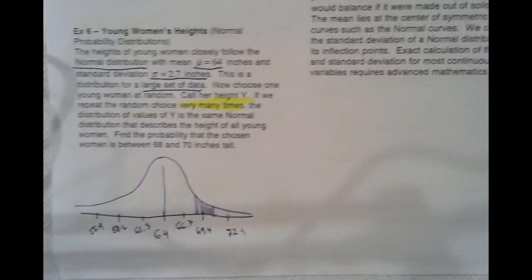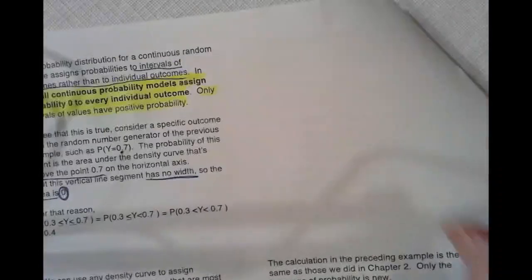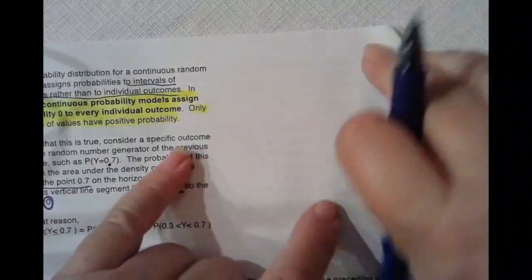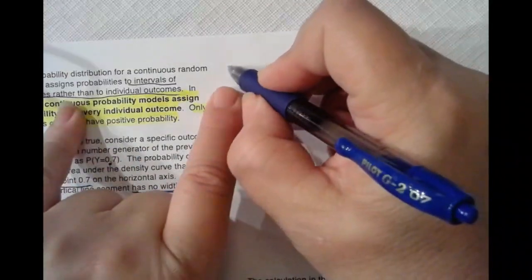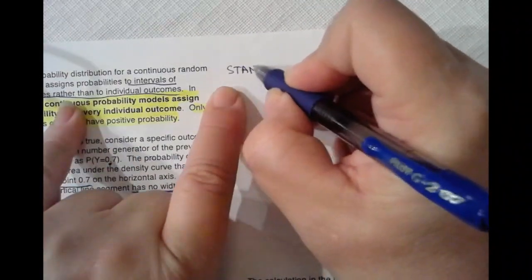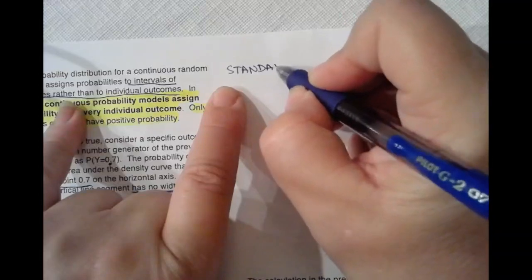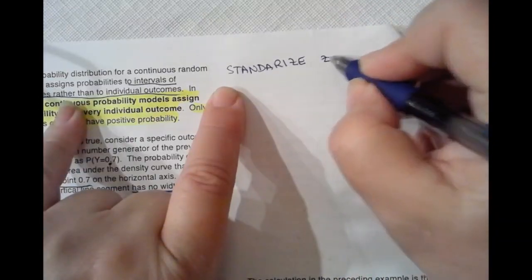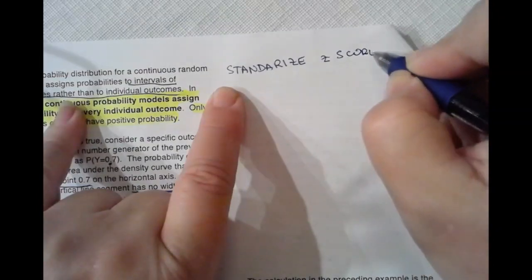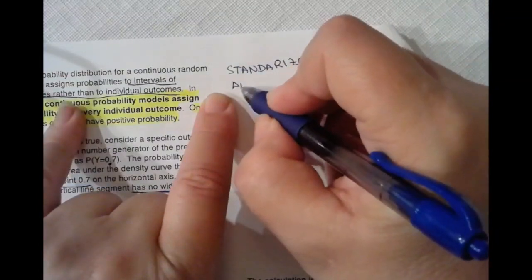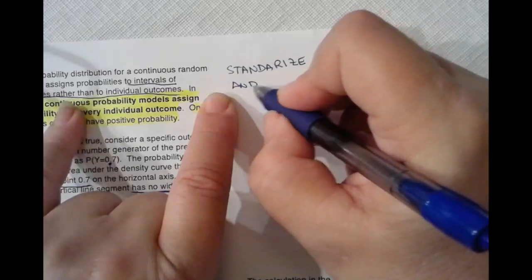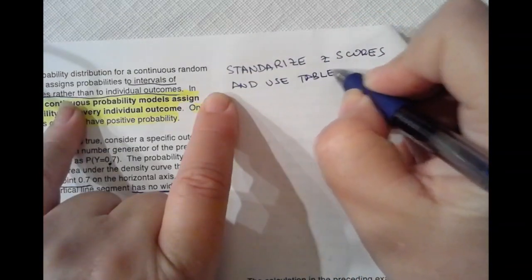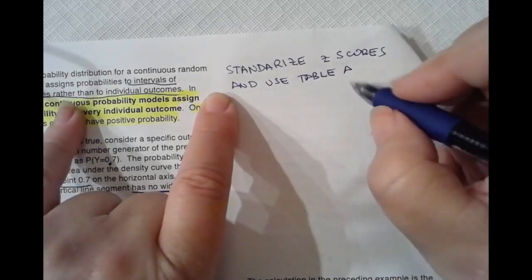So now we are going to standardize the z-scores and use table A for shaded area.